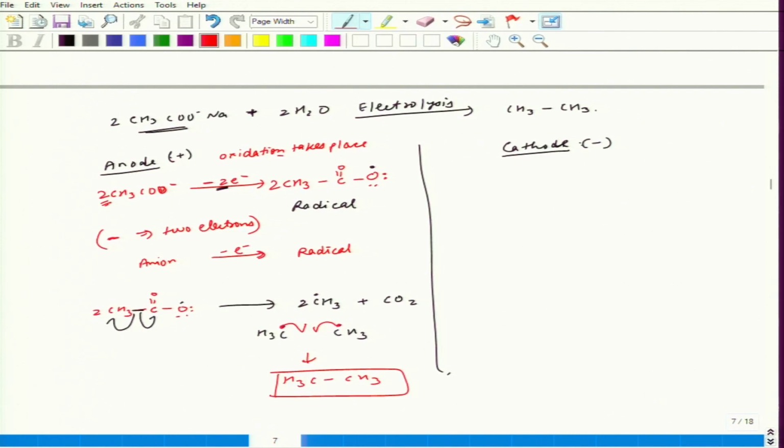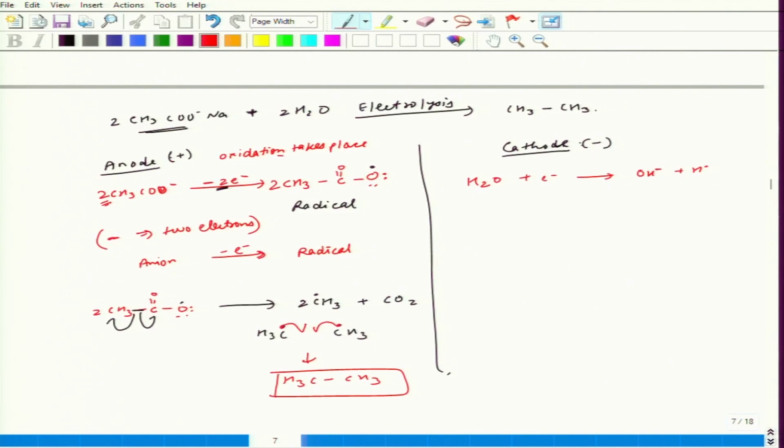Okay. Ethane is formed. And what will happen at the cathode? At the cathode, H2O will go, because there is no other positive charge. So, what will happen? H2O will take up an electron, and it will form OH minus and H radical. Okay.